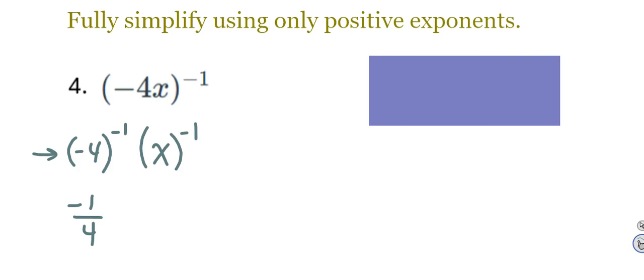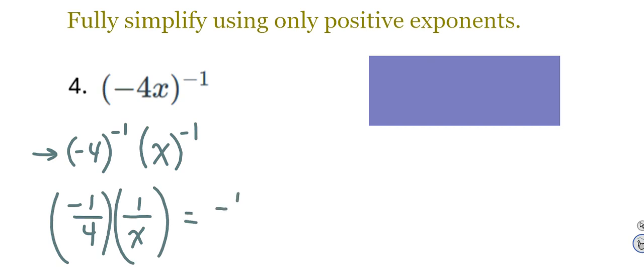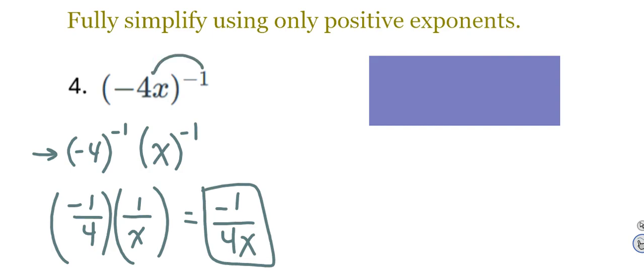All right, and then x to the negative 1 also has to go down into the denominator. So we've got to bring these together, right? And so basically negative 1 times 1 is negative 1 over 4x. That was kind of the long way to do it. But I want to make sure that you understand that negative 1 power goes to both powers.